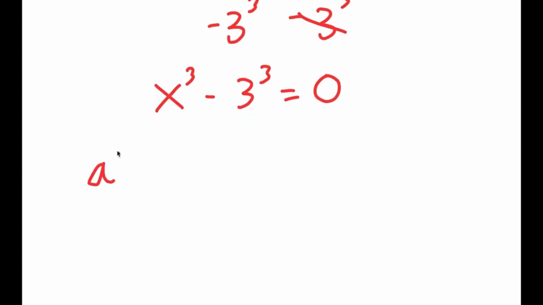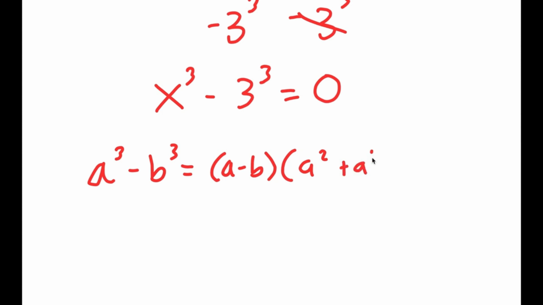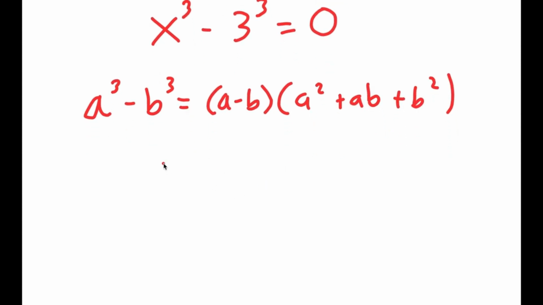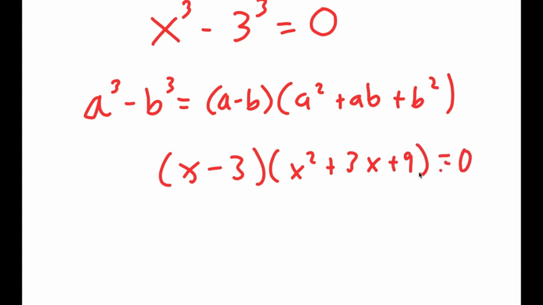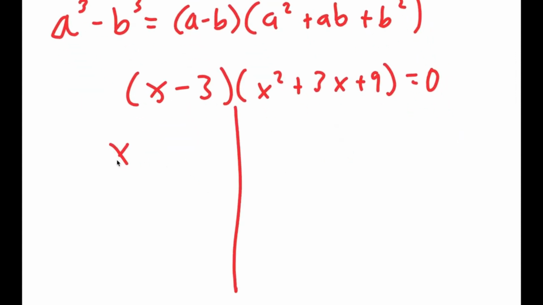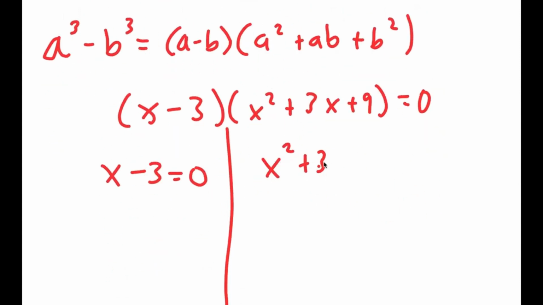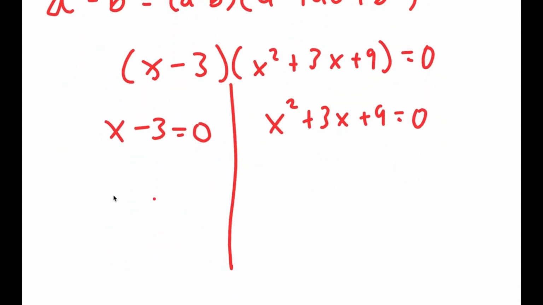Now from here, if I have something in the form a to the power of 3 minus b to the power of 3, this is equal to a minus b times a squared plus ab plus b squared. So this turns into x minus 3 times x squared plus 3x plus 9 is equal to 0. So now from here I get two equations. I get x minus 3 equals 0 and x squared plus 3x plus 9 is equal to 0. So obviously for x minus 3 equals 0, x is equal to 3. So this is one solution.